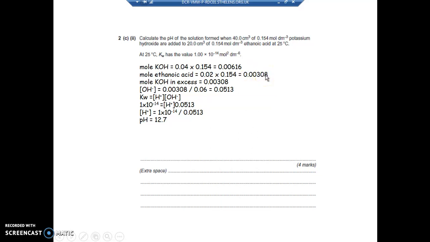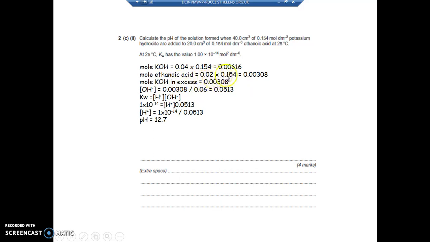0.00308 moles of ethanoic acid react with 0.00308 moles of potassium hydroxide, but you've got more potassium hydroxide than that, so the amount in excess is 0.00616, take away 0.00308, and it comes out as 0.00308 actually. So the number of moles of potassium hydroxide in excess is this.